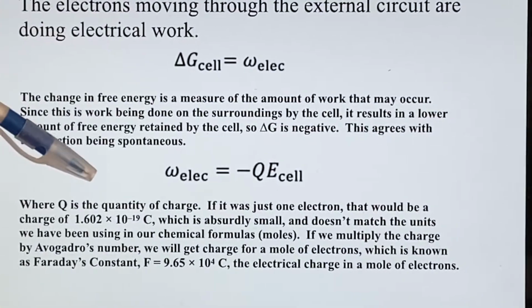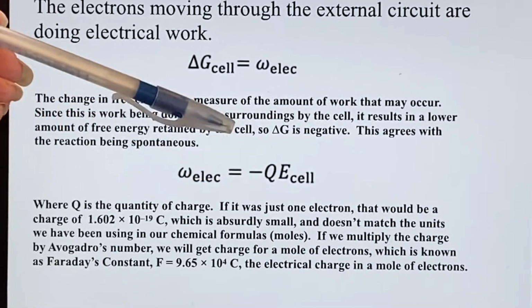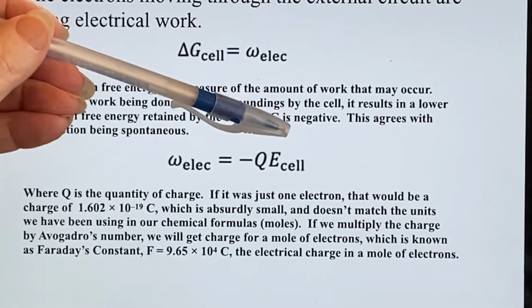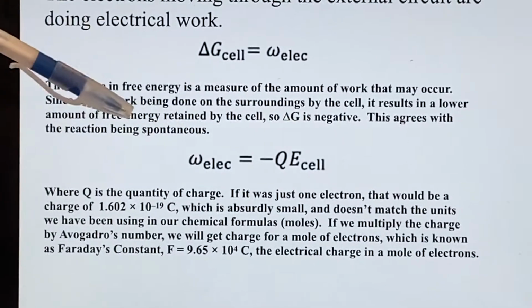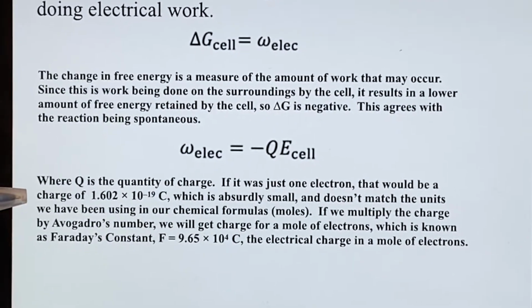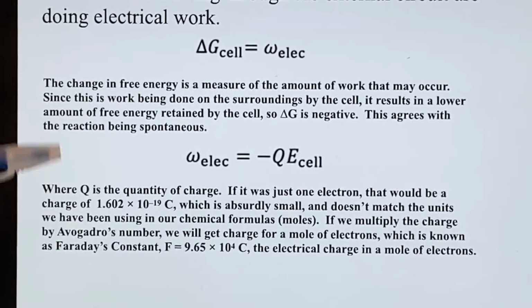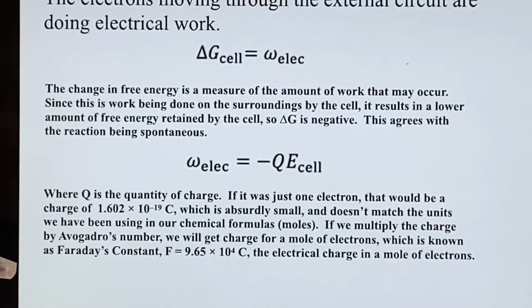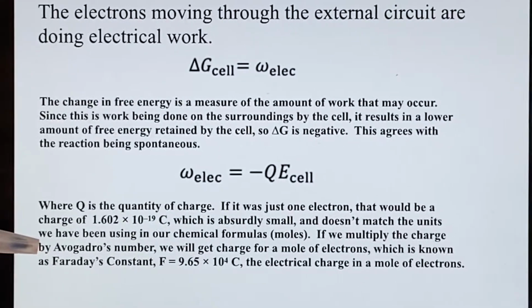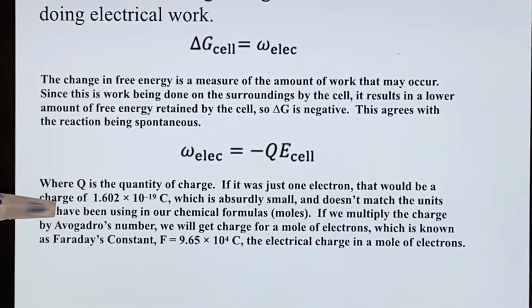Q is generally just considered the quantity of charge, and we don't usually say just an electron, okay? You may have heard, though, in physics of electron volts. That would be one electron and how much voltage it had. But that is so small. In fact, a charge is 1.6 times 10 to the negative 19 coulombs. So that's really small. It doesn't match up with the idea of the units in chemistry either, because we don't use individual electrons and we don't use coulombs normally. We use moles because individual items are so small.